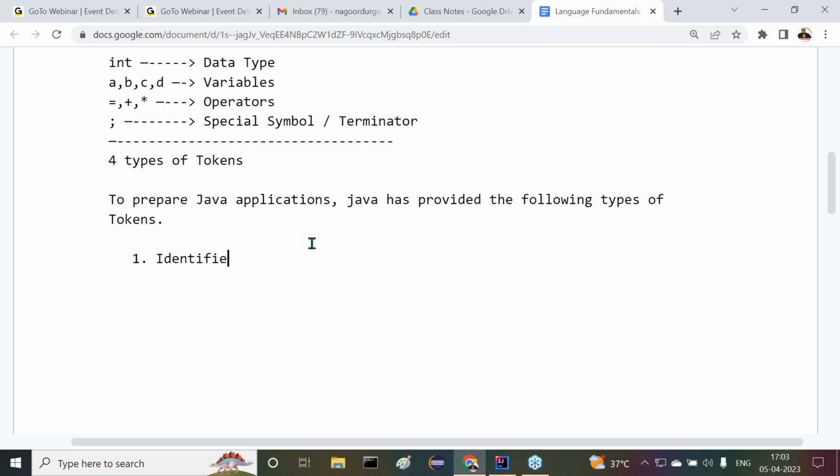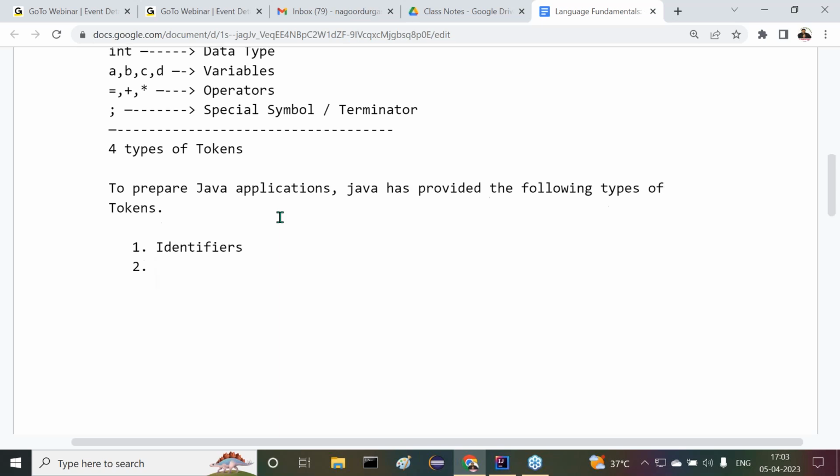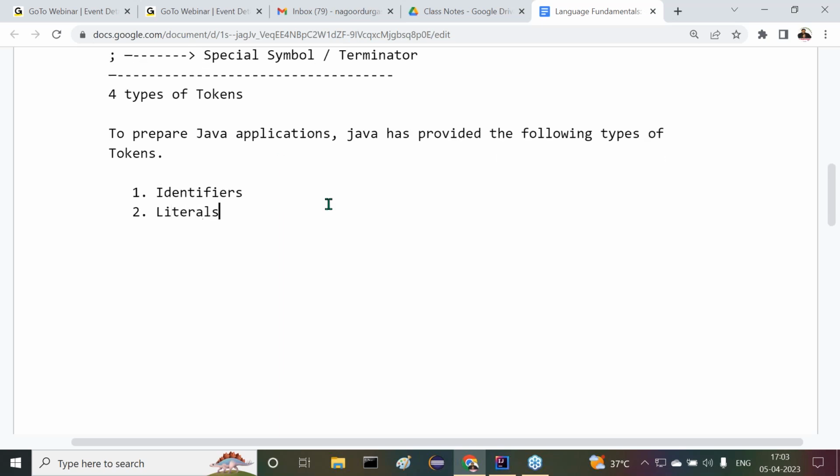Observe carefully. The first one is identifiers. The second one is literals. The next one is keywords or reserved words. Observe carefully. After these keywords or reserved words, the next one is operators. The fourth one is operators.